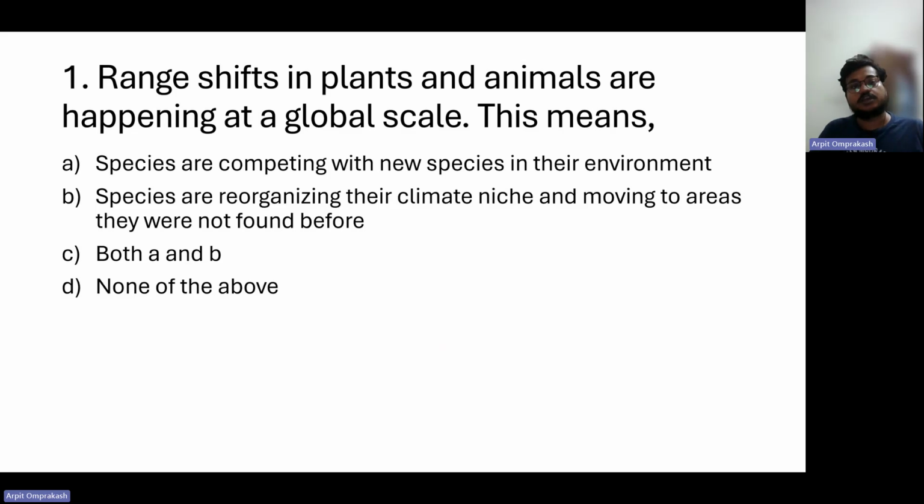The first question is: range shifts in plants and animals are happening at a global scale. A, this means species are competing with new species in the environment. B, species are reorganizing their climate niche and moving to areas they were not found before. C, both A and B. D, none of the above. The answer here is, sorry, C, both A and B. Species are competing with new species because new species are coming into the environment due to changes, and species are moving to areas they were not found before because their climate niche is moving.